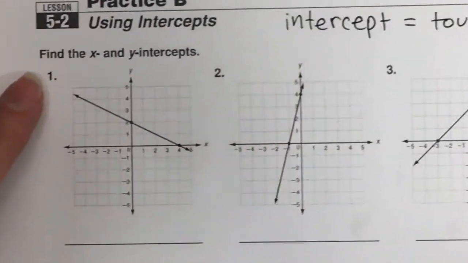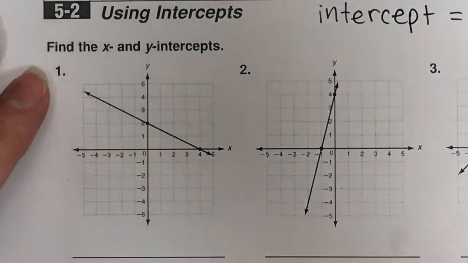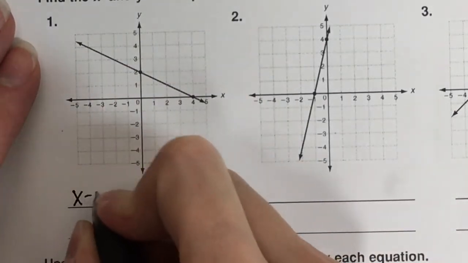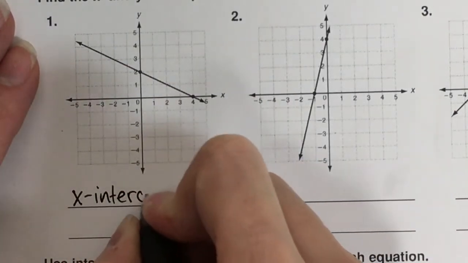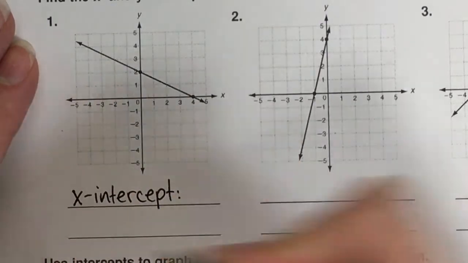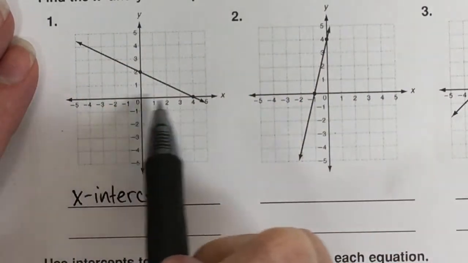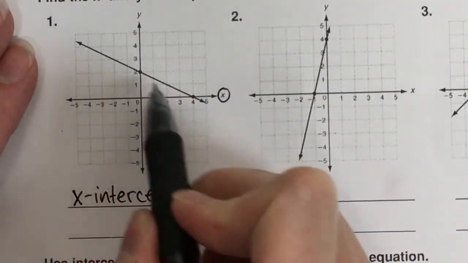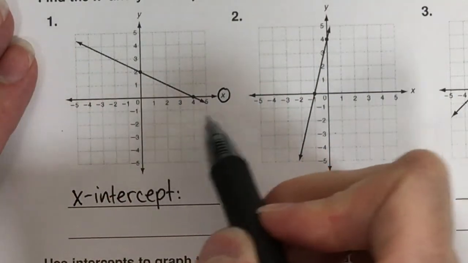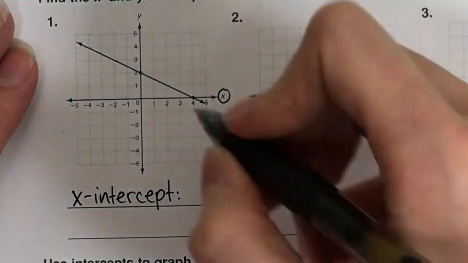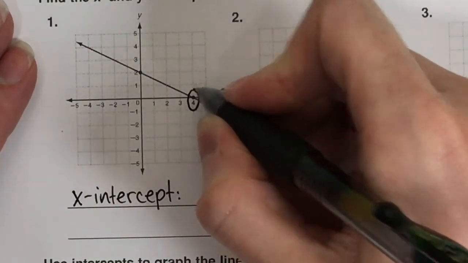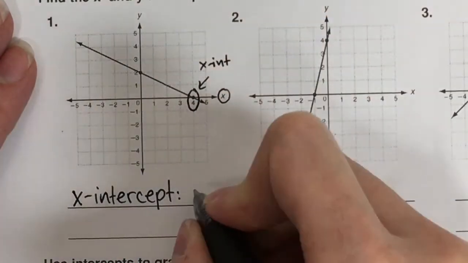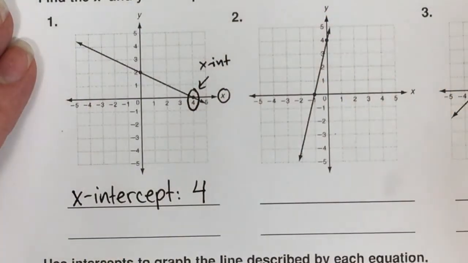So, let's take a look at this graph right here. Okay? So, let's find the x-intercept. For the x-intercept, you're going to look at the x. Here's the x right here. And you're going to look at this line. Where does this line touch the x? It looks like it touches right here at 4. This is the x-intercept. So the x-intercept is 4.